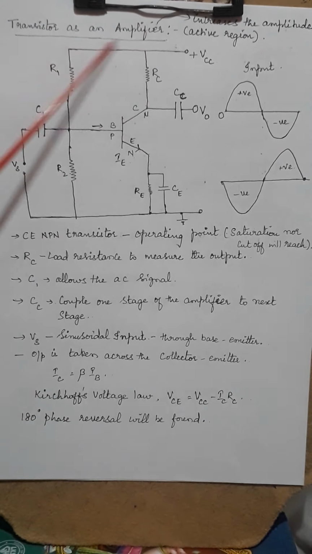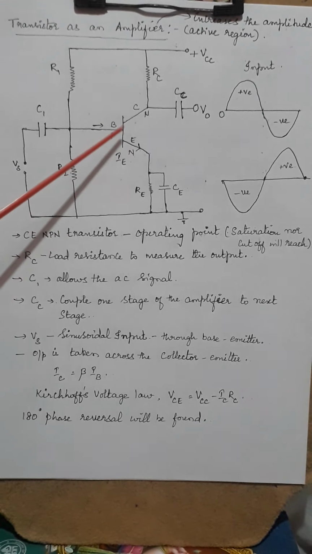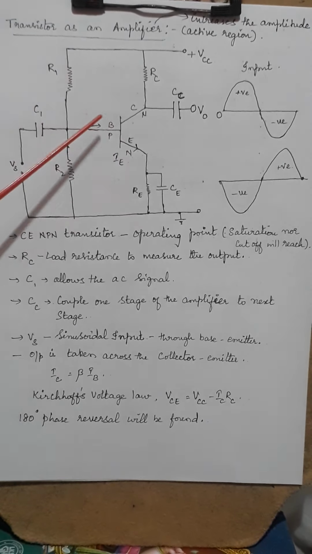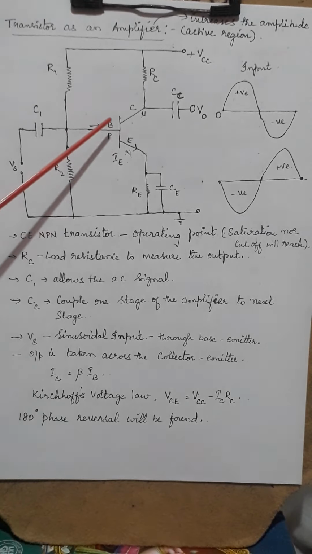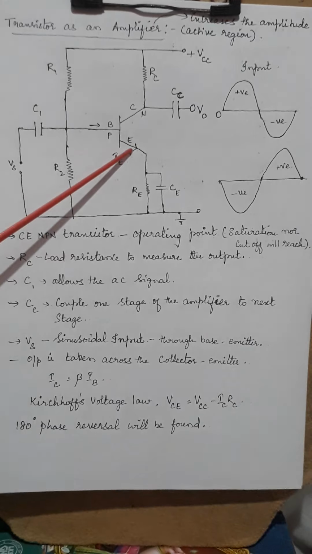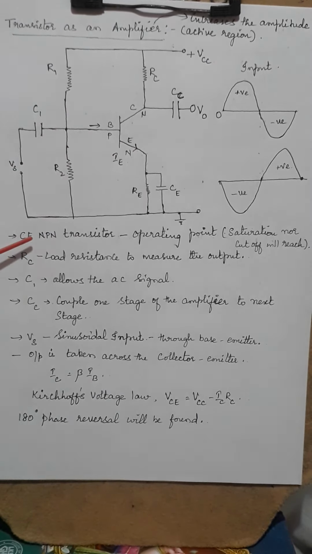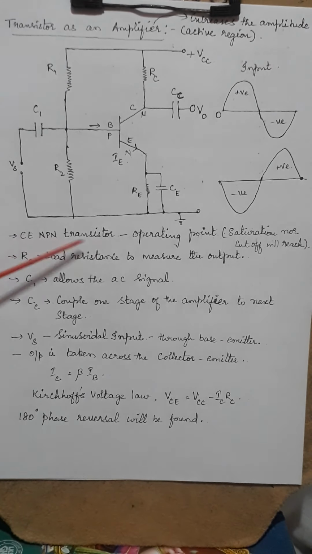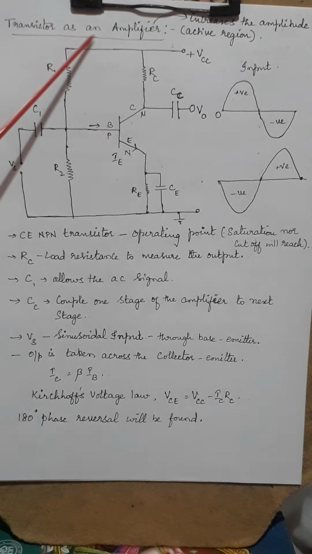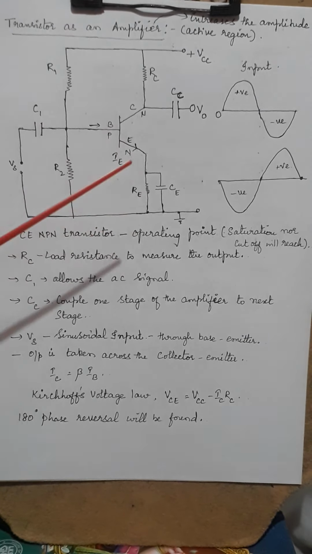Here is the circuit, and this is the NPN transistor, taken in common emitter mode. So you have collector, base and emitter, and when you have an arrow mark downwards, it says it is an NPN transistor. Here a common emitter NPN transistor is taken, and it is going to operate at its operating point. First the Q point is found out.